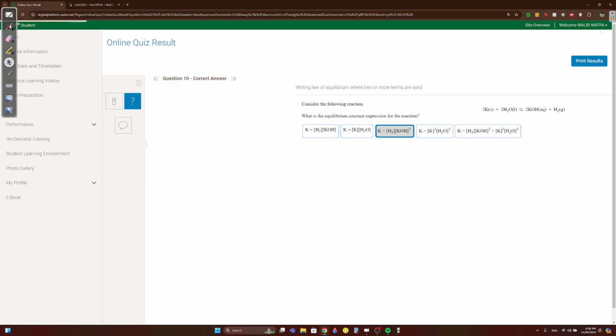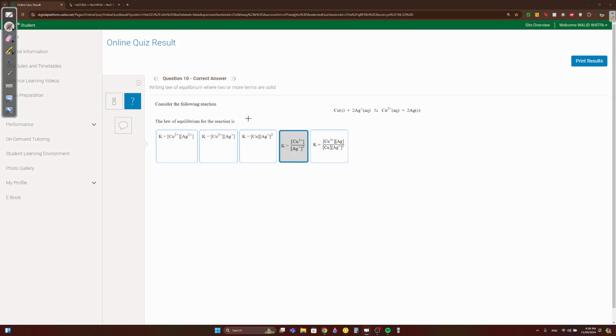Question 10. There's 25 questions. Let's fly through these. What is the law of equilibrium here? Again, same thing. The solids we don't count, only gases and aqueous, but it will be concentration of products divided by concentration of reactants. So in this case my products are Cu, divided by the concentration of reactants, Ag, but it has coefficient 2 so you put it to power 2.